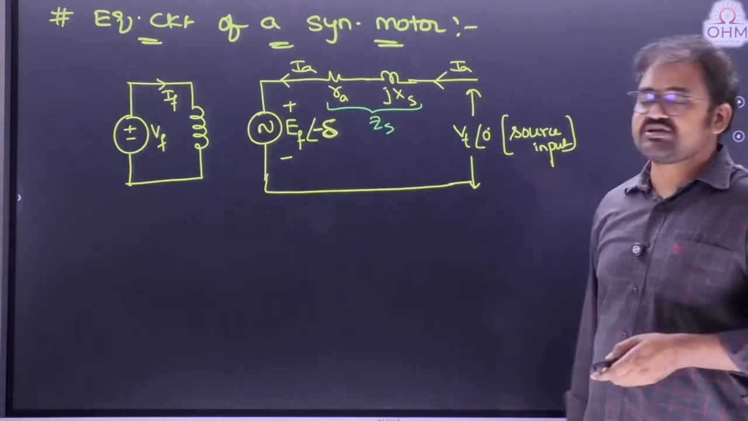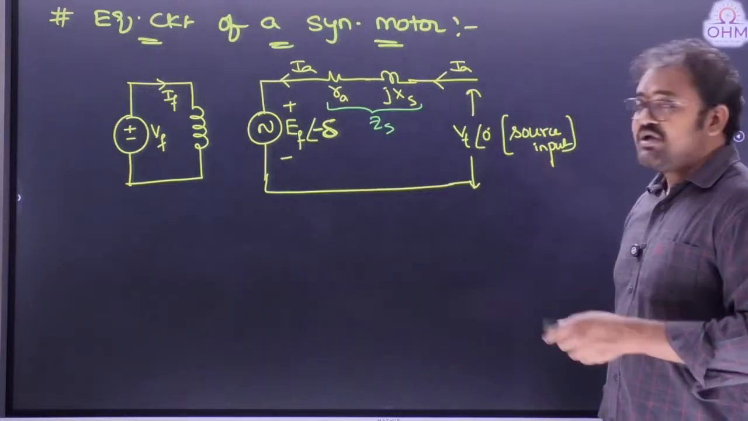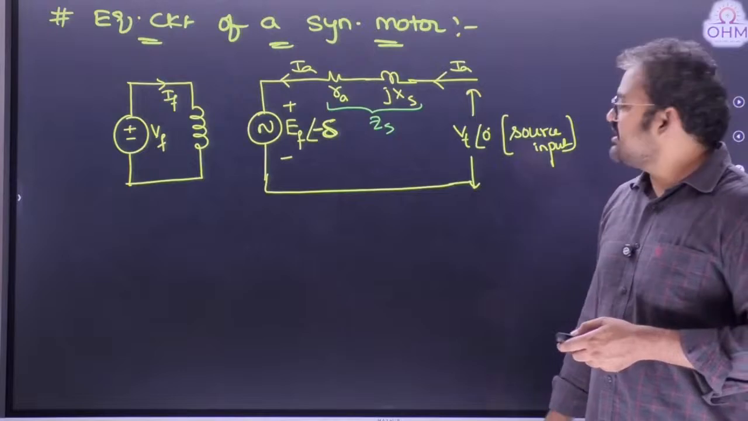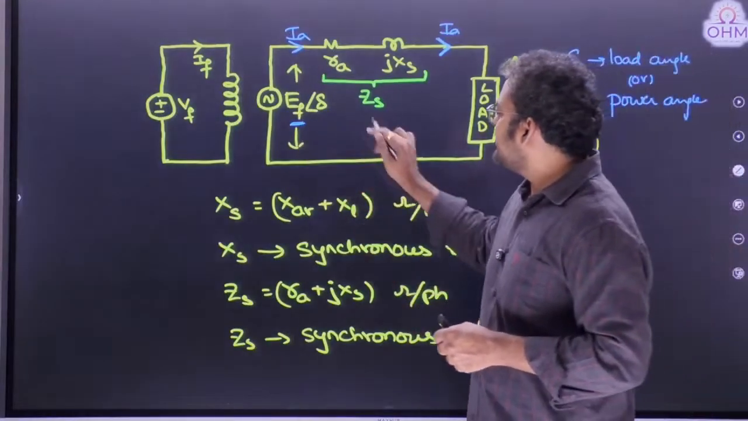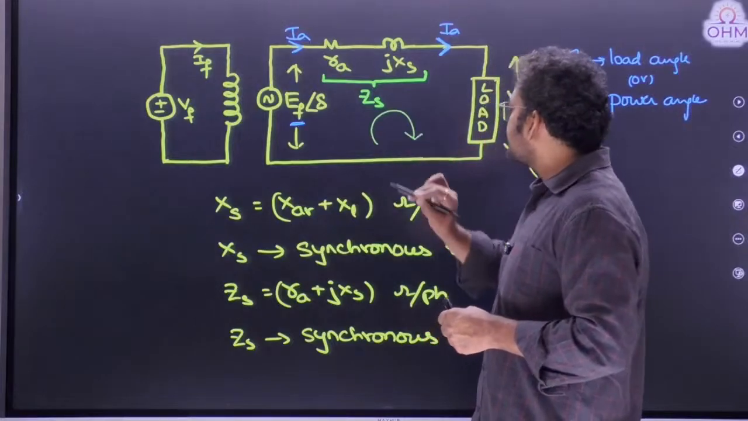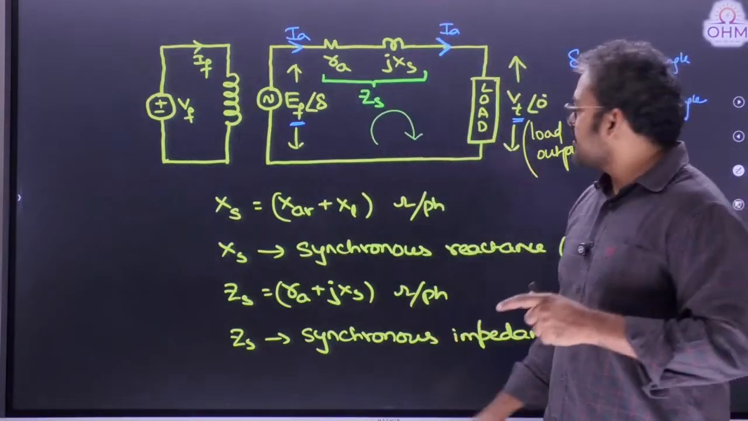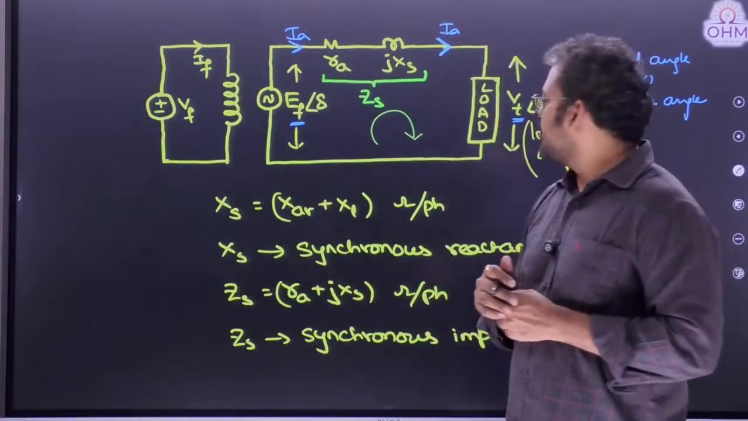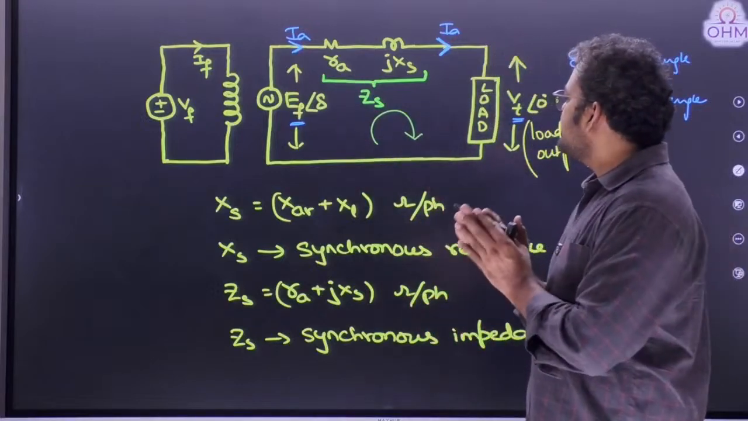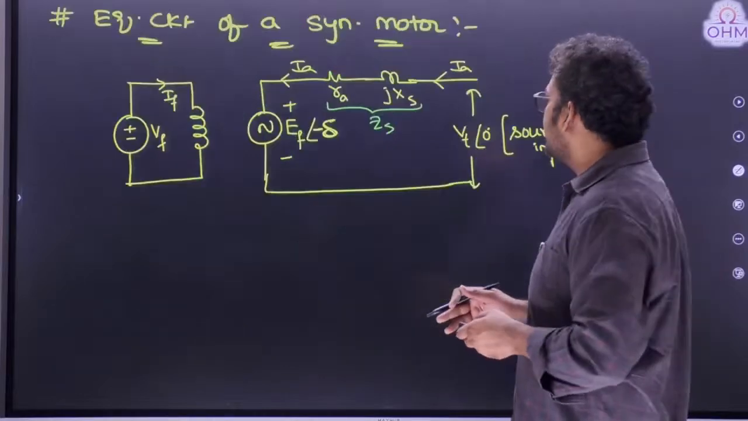The direction of armature current also reverses. So can we write down KVL equation in generator and motor? I will try to write down the KVL equation here. See, current was circulating in this manner. So current was flowing from EF to VT. Understand? Okay. So let us draw the KVL equation for generator and motor separately.